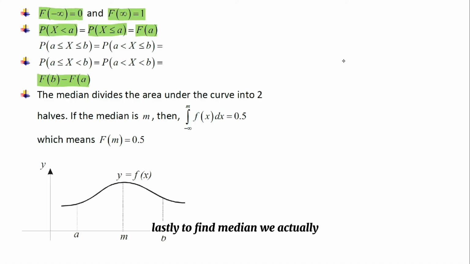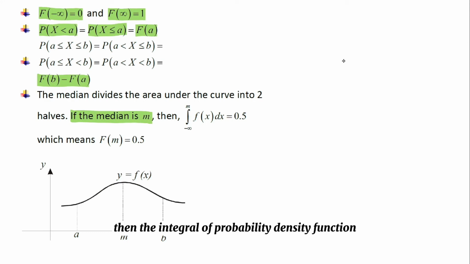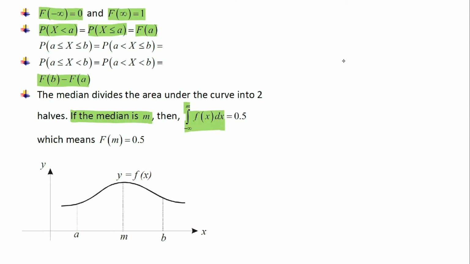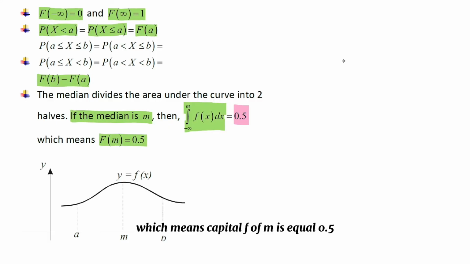Lastly, to find the median, we actually divide the area under the curve into two halves. So, if the median is m, then the integral of the probability density function with limits negative infinity to m is equal to 0.5, which means capital F of m is equal to 0.5.